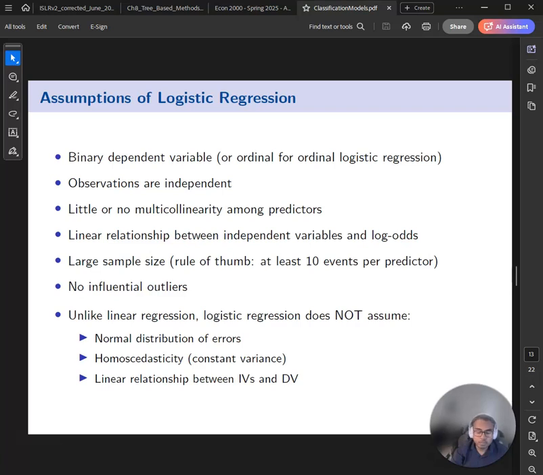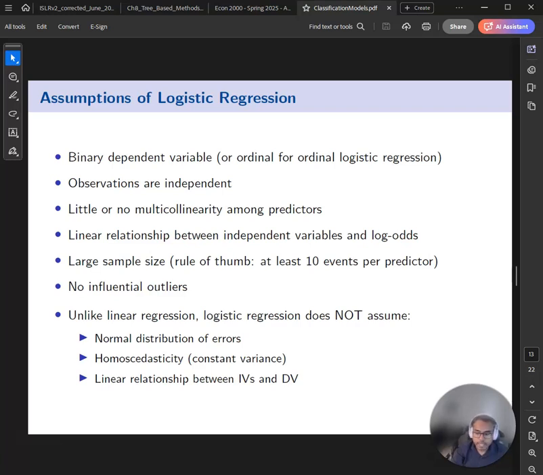The sample size is important too. A rule of thumb is that you should have at least 10 events per predictor variable. With too few observations, our estimates become unstable. And we should watch out for influential outliers that might skew our results.